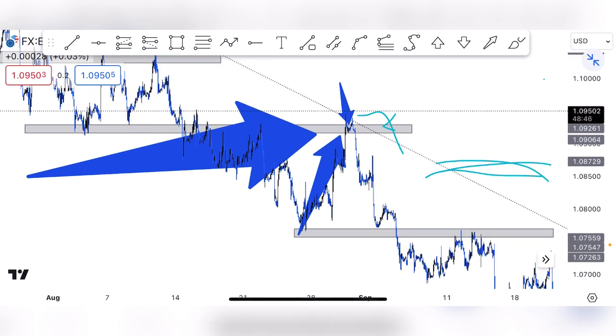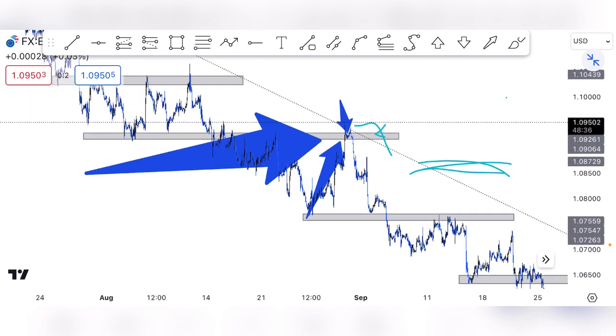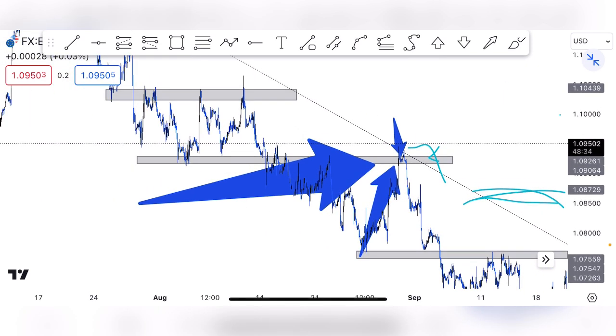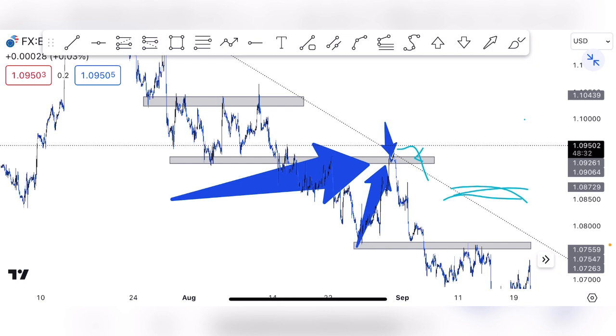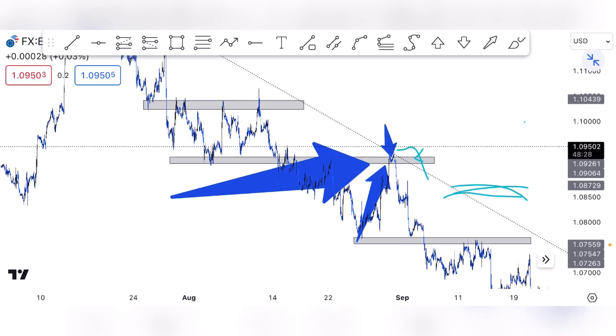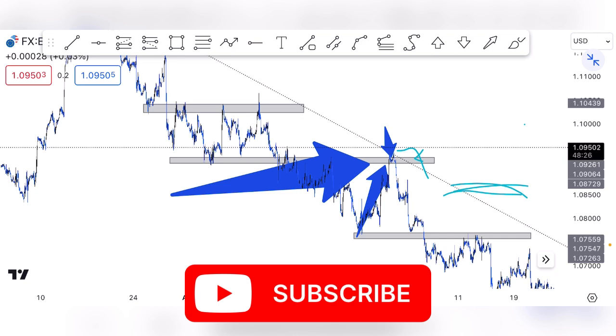You just have to wait for confirmations, and trust me, if you keep on trying and practicing this strategy from today up to the next 3 months, your trading journey is going to scale up. You are going to see huge success in your trading career.